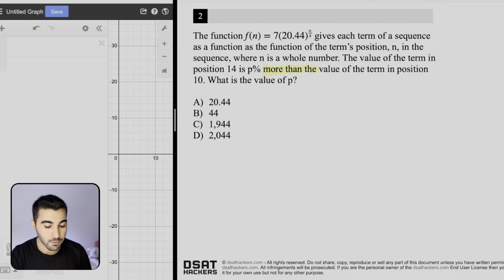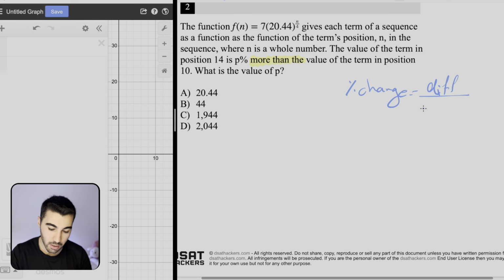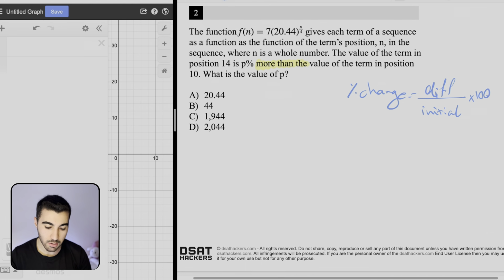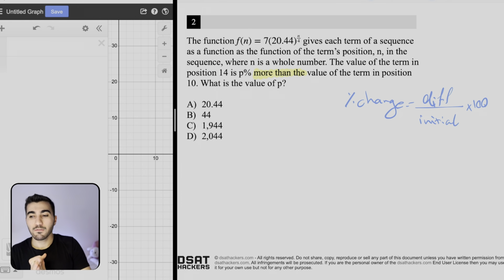So the formula for percent change was: the percent change is the difference between the numbers divided by the initial value times 100, right? That is the percent change of the two terms. So we have position 14 and we have position 10. So what we can do, we can find these values by plugging 14 into the function and then plugging 10 into the function and then finding the difference, dividing by the initial value and times 100.